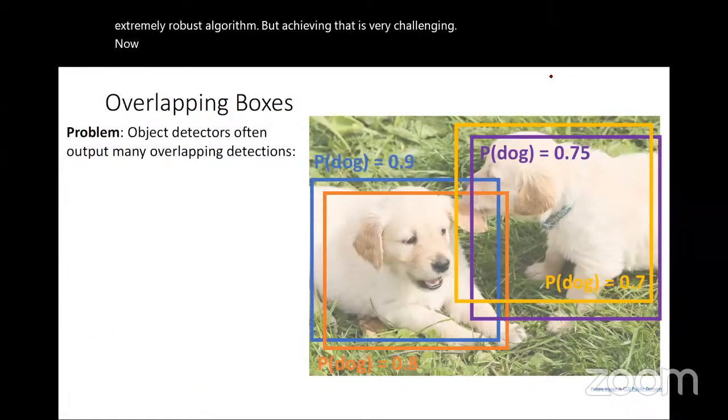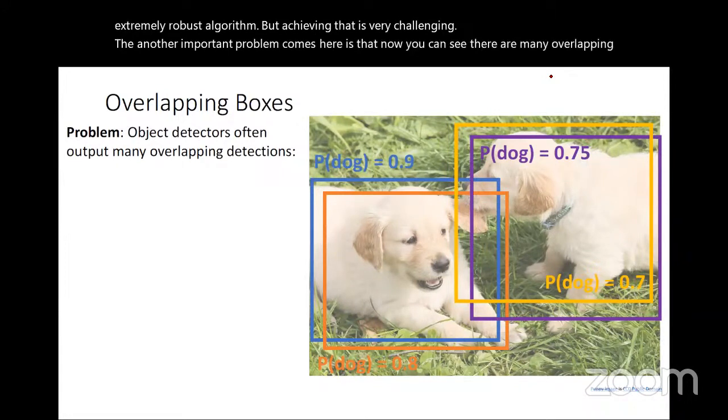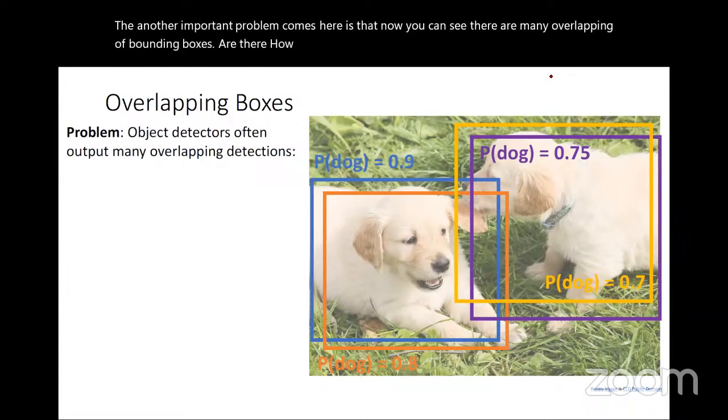Now another important problem is that you can see there are many overlapping bounding boxes. How can we filter them out?